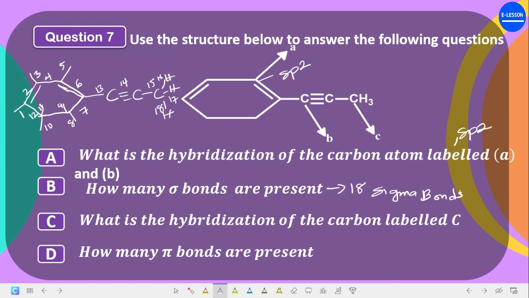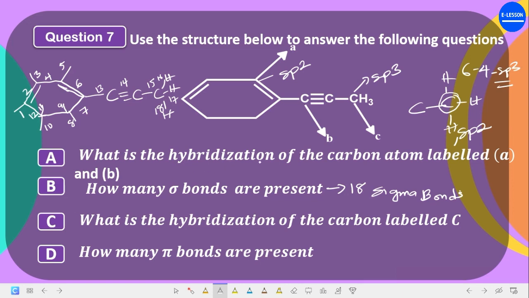What is the hybridization of the carbon labeled C? Now this is the carbon labeled C. The hybridization here is sp3 because they are all single bonds around this carbon. If you bring it out, this is hydrogen, hydrogen, hydrogen, and then you have another bond here. So around this carbon, all the bonds here are what? Sigma bonds. When we have 4 sigma bonds, the hybridization is what? sp3. So that is the correct answer to that question.